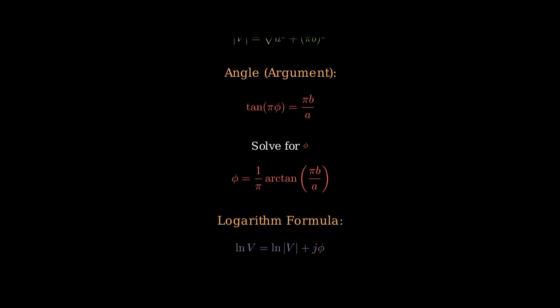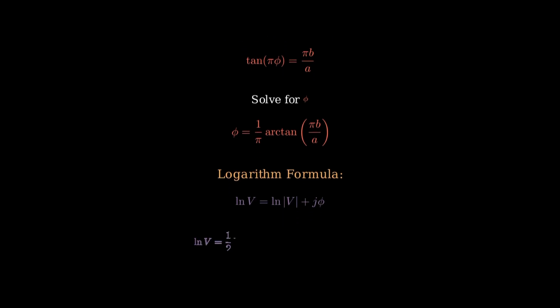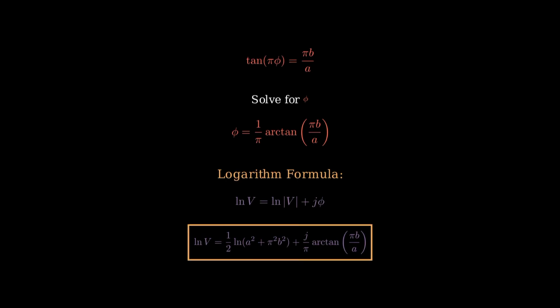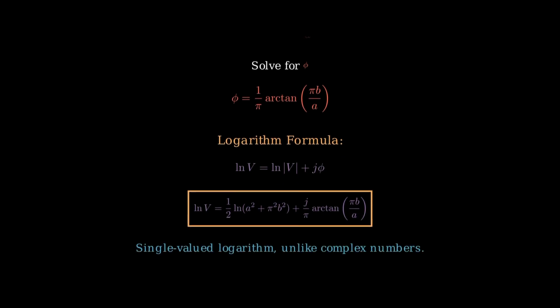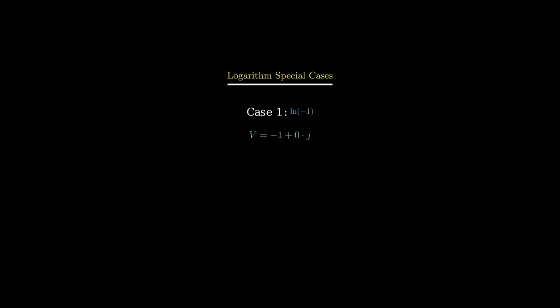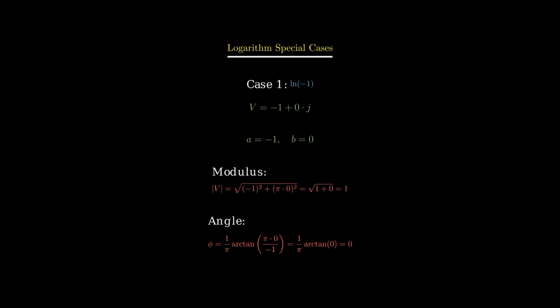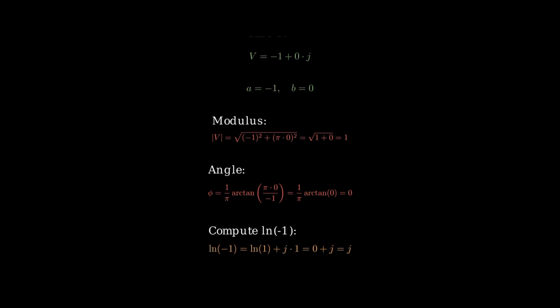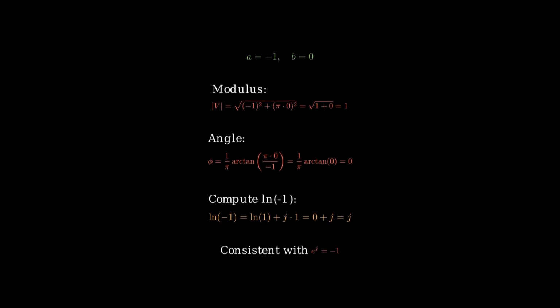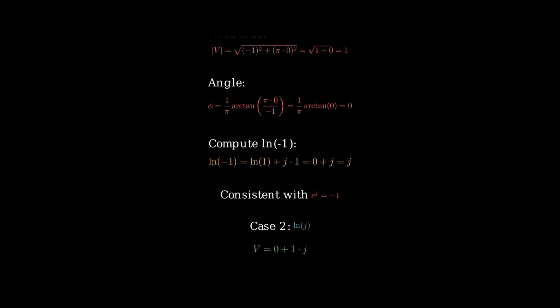Now we're ready to put it all together for the logarithm. Here's the full logarithm. ln v equals ln of the modulus plus j times phi. Plugging in our modulus and angle, we get 1 over 2 ln of a squared plus pi squared b squared, plus j over pi times arctan pi b over a. Let's try it out. For v equals -1, we get ln magnitude 1 equals j, perfect. For v equals j, we get ln pi plus j over 2. This logarithm is clean and single-valued, unlike complex numbers.